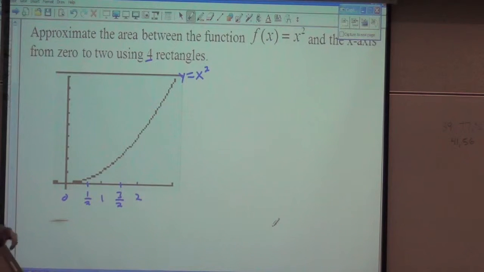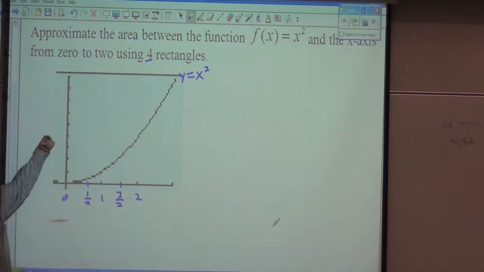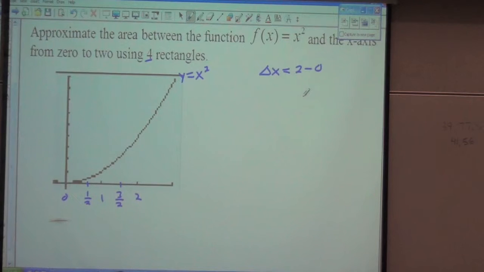The easiest way to figure out the width if you want them all the same is to take the change in x divided by how many rectangles. We're going from 0 to 2, so the change in x is 2 minus 0, and then put that over the number of rectangles. So put 2 over 4, and you get a half.